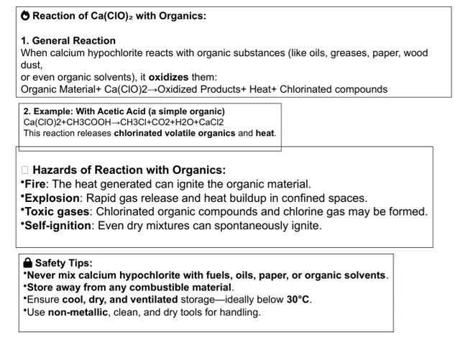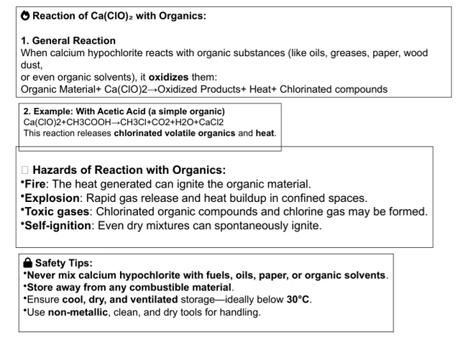Now, moving on to the hazards of reactions with organics. When calcium hypochlorite reacts with organic materials, it can generate a lot of heat, which can ignite the organic substance, so fire is a real risk here. The reaction can also cause explosions because of rapid gas release and heat buildup, especially in confined spaces. Additionally, toxic gases like chlorinated organic compounds and chlorine gas may be produced, posing inhalation hazards. And even if the mixture is dry, it can spontaneously ignite, which is something we must always be cautious about.